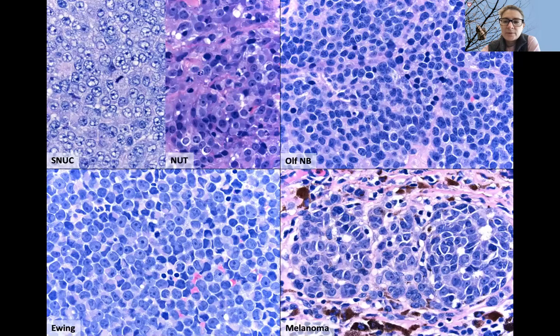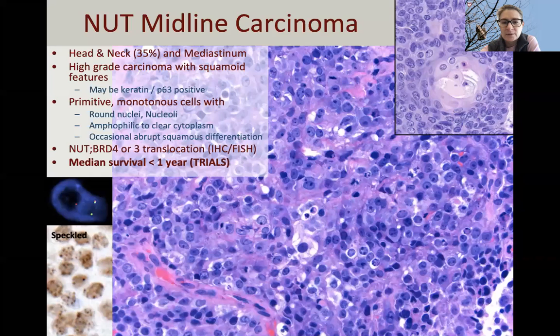So in summary, those tumors we saw on the prior slide ended up being a sinonasal undifferentiated carcinoma, a NUT midline carcinoma, an olfactory neuroblastoma, a melanoma. You can actually see some melanin pigment surrounding the melanoma, and in fact, a Ewing sarcoma on the bottom left. So just how immunohistochemistry and genetics are very helpful when dealing with these tumors.